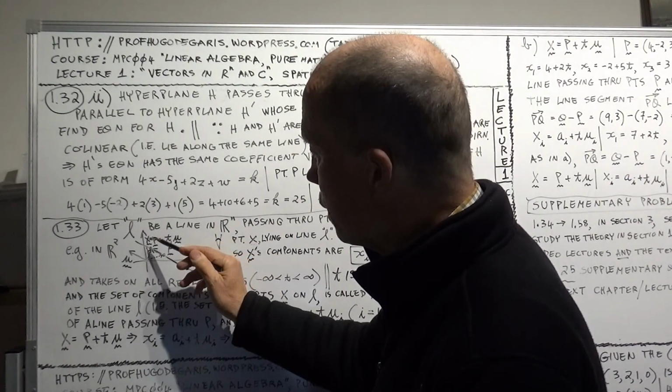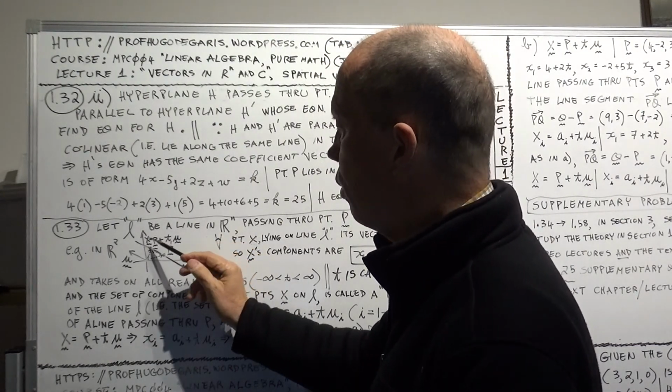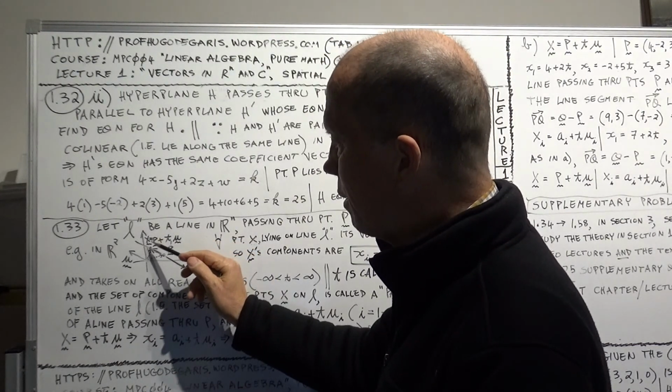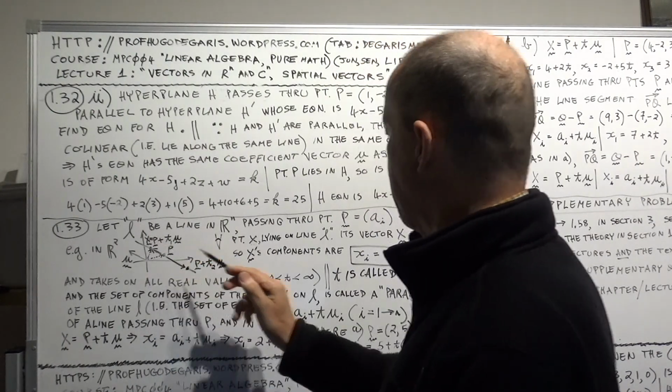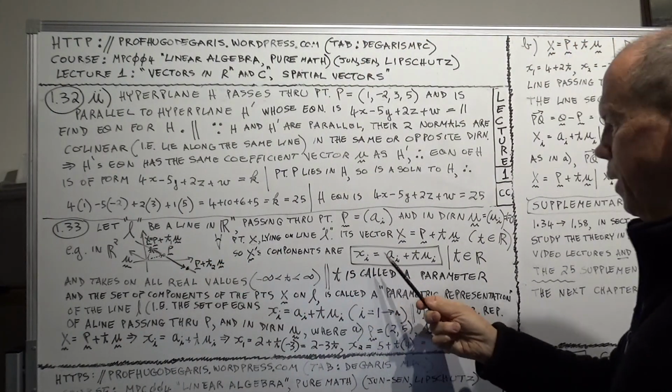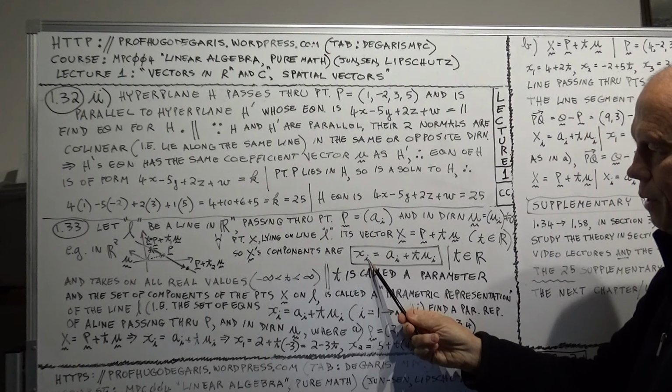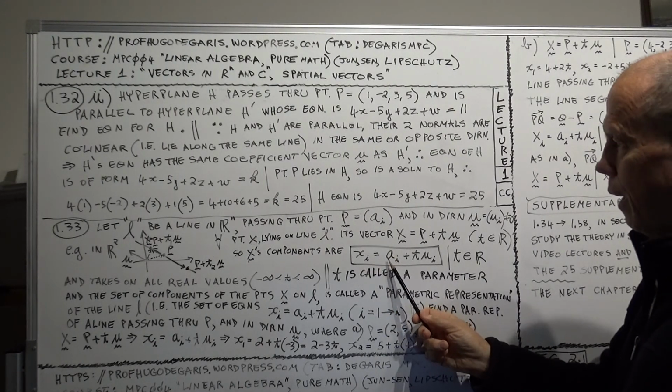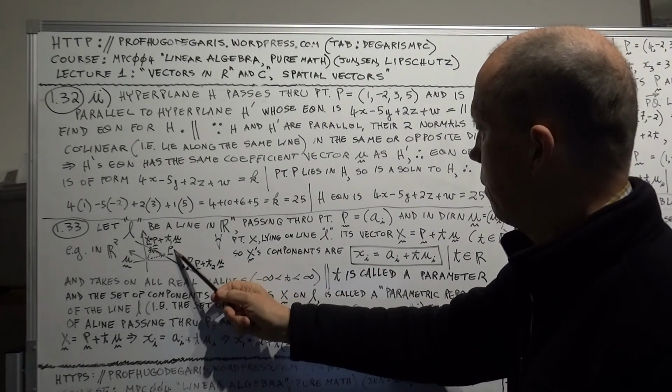Now, that's in vector form. If you want the component form, if you want the ith component of vector x, it would be of this form here, right? So the ith component, xi, will be vector p's ith component.